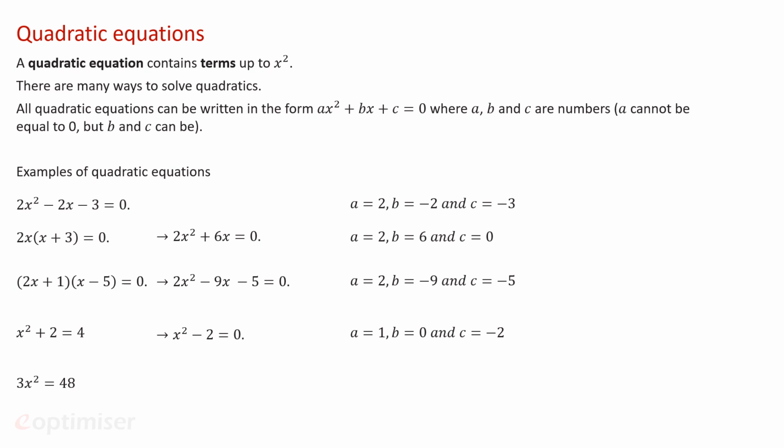3x squared is equal to 48, also a quadratic. There is only one term here, only the x squared term is there. So 3x squared minus 48 is equal to 0, where a is equal to 3, b is equal to 0 and c is equal to minus 48.